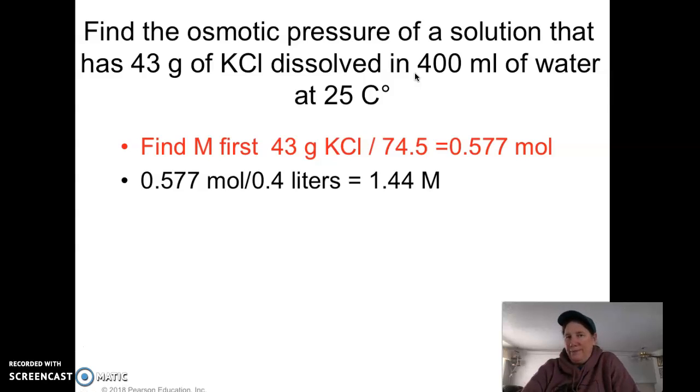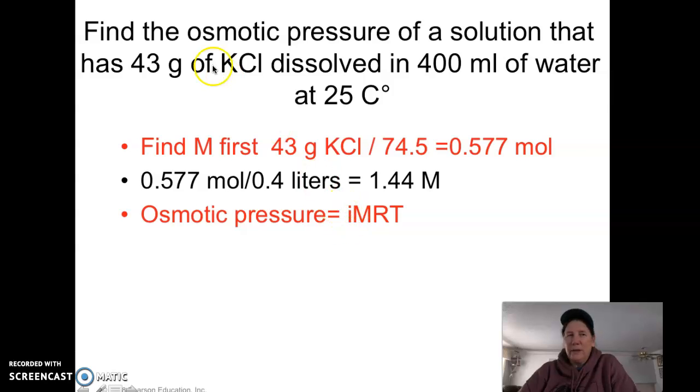I got almost all the rest of it done now. So I've got molarity. Osmotic pressure, I said, is i, which is the number of particles. In KCl, that would be 2. M, I just found, 1.44. R is the gas constant, 0.0821. And the temperature has to be in Kelvin, so I take 273 plus 25.